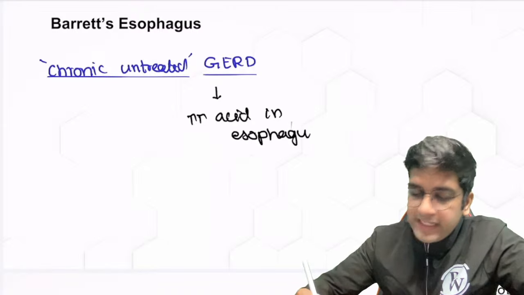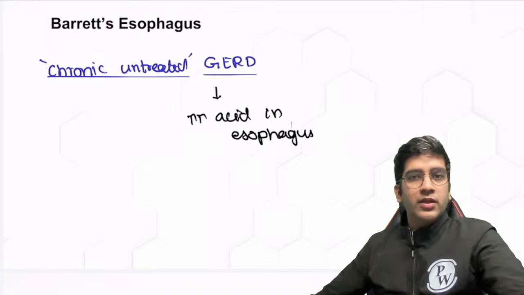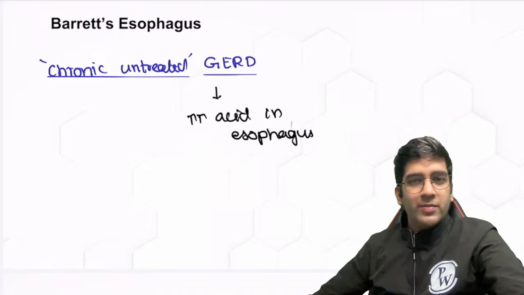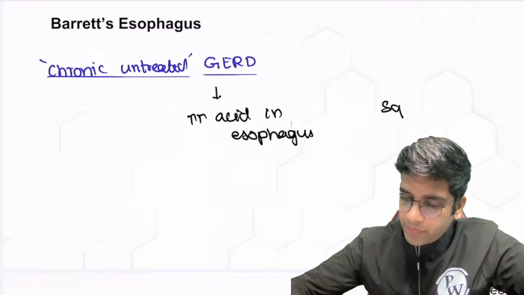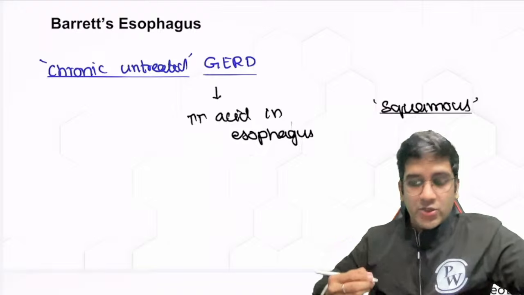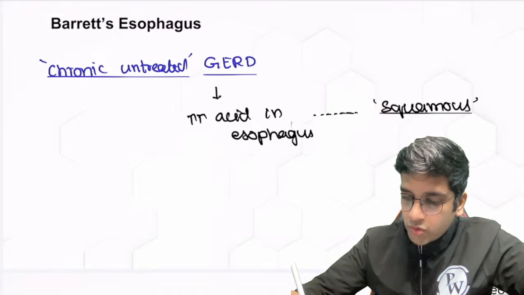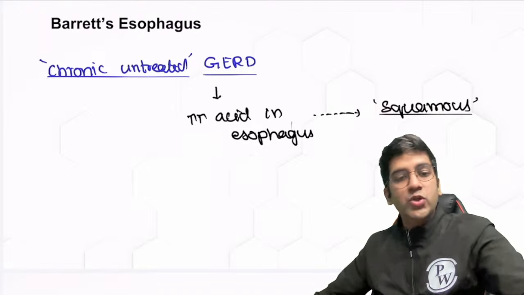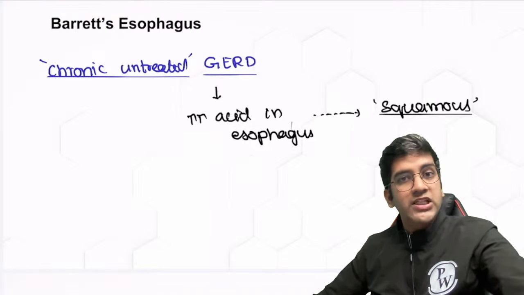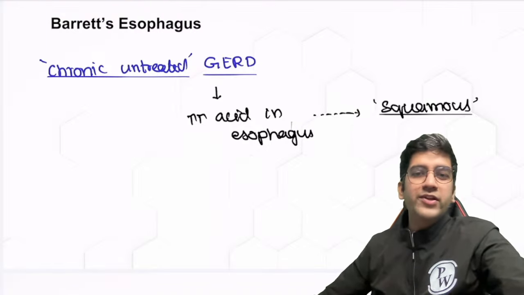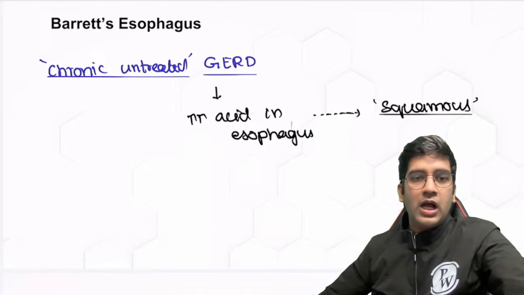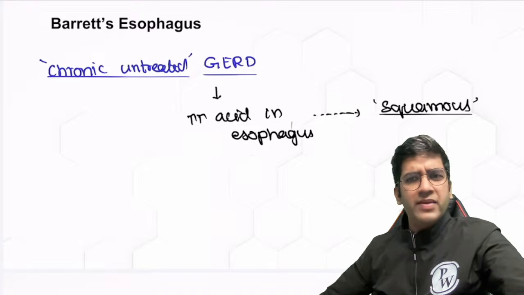Can you tell me what is the lining epithelium of esophagus? Anyone? The lining epithelium of esophagus is squamous, right? It's lined by squamous epithelium. So when an acid goes to the squamous epithelium, what will happen? Obviously, acid will burn squamous epithelium. It's an acid. How do we neutralize acid? We neutralize it with base.